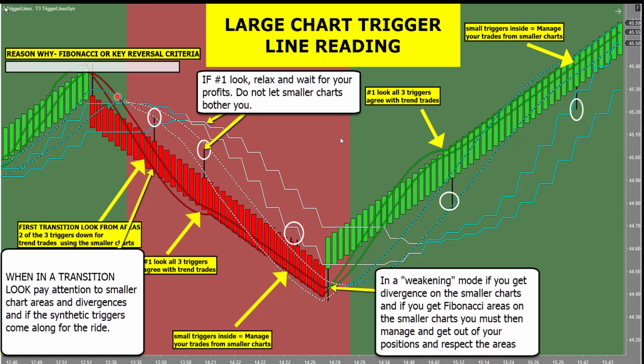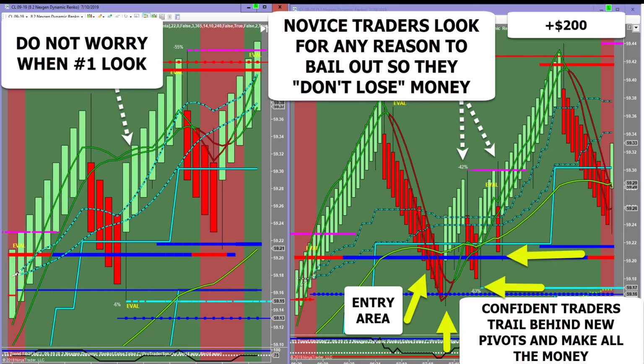Again, remember, large chart trigger line reading, trigger line reading, trigger line reading. In a transition, we have to be protective. In a number one look, we don't have to worry. In a weakening look, we have to be protective. So this is an example right here. Number one look, small triggers above all the others going up. We're long somewhere over here at support and mid bands.